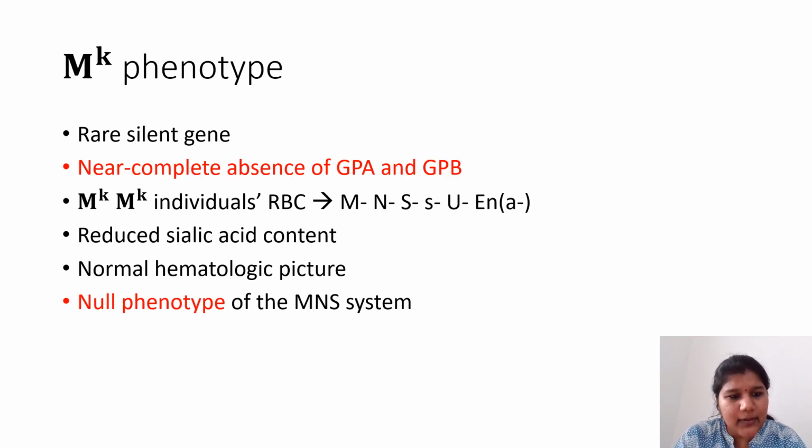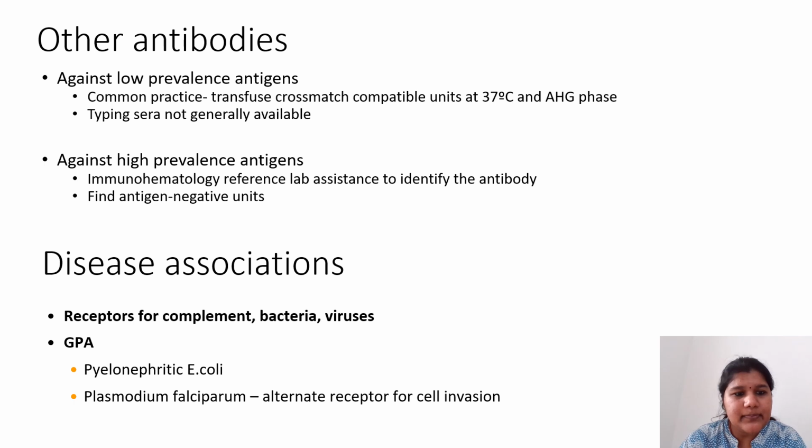Coming to MK phenotype, it is a rare silent gene, with near complete absence of both glycophorin A and B. So the individuals will be M, N, capital S, small s, U and ENA negative. Everything will be negative. They have reduced sialic acid content, but yet provide a normal hematological picture. Now this MK phenotype is the null phenotype of the MNS system.